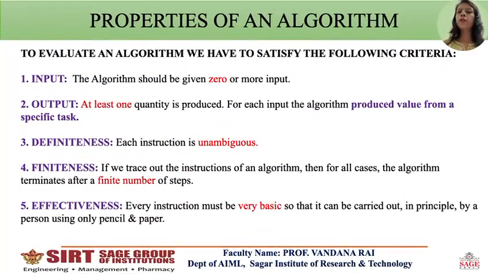Now, properties of an algorithm. Here are some properties which we need to satisfy to evaluate an algorithm. First one is input. There should be 0 or more inputs given to the algorithm, and output: at least one quantity is produced. Whenever we give input to the algorithm, at least one output should be produced. Definiteness: each instruction is unambiguous.